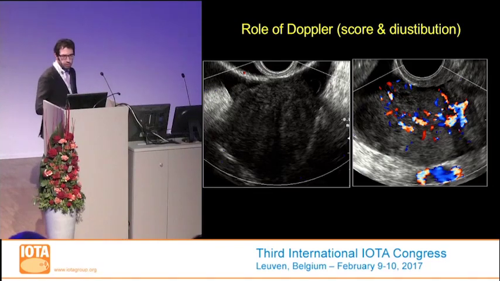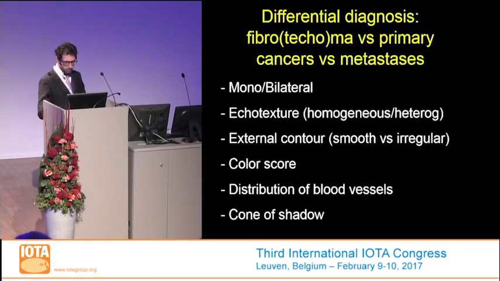Doppler helps a lot in entirely solid masses. Not only the color score, but in this case, even the distribution of the blood vessels is very important because, as you know, some of the entirely solid masses are metastases of the ovaries, and the distribution of the blood vessels in a metastasis is peculiar, the so-called lead vessel that most probably represents the entering of the vessels from the infundibulopelvic ligament into the ovary and the branching of the vessels inside the ovary. That is typical of Krukenberg tumors or, let's say, secondary tumors, metastasis. Okay, this, together with some other features, can help in the differential diagnosis of purely solid masses.